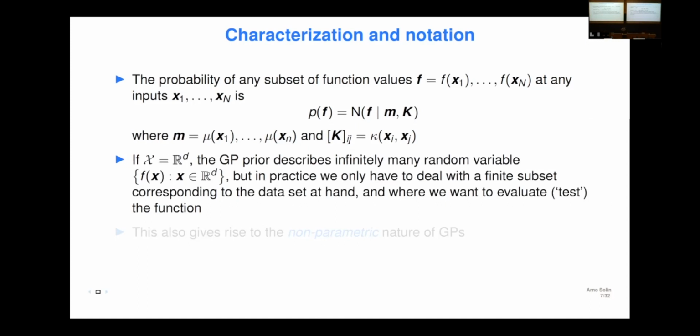So you could say that GPs describe what happens for infinitely many variables, because you can choose any number of inputs that you evaluate the thing on. So it's really a continuous thing. And this also gives rise to the thing that people call GPs non-parametric models, which would indicate that they have no parameters. But rather, they have infinitely many parameters, or actually the data spans the number of parameters in the model. So they are non-parametric in that sense.